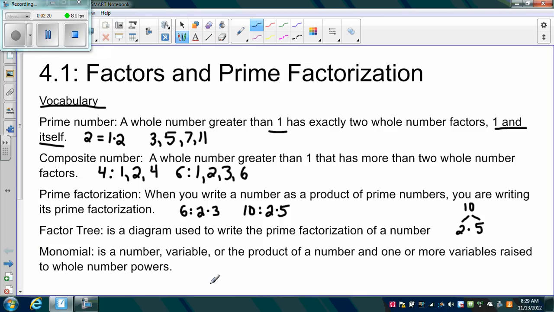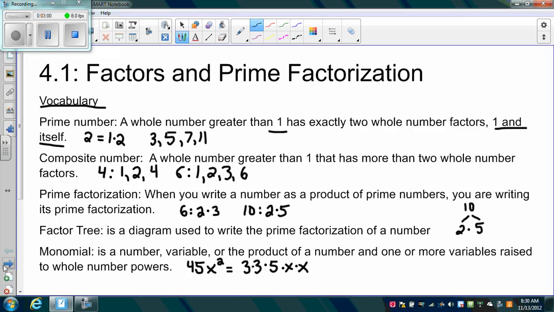And lastly, a monomial is a number, a variable, or the product of a number and one or more variables raised to whole number powers. So you'll see this later, but say you had 45x squared. You can rewrite this as 45 broken down into prime numbers only, so 3 times 3 times 5 times x, because we know x squared is the same thing as x times x, so breaking it down. So that's what a monomial is showing.